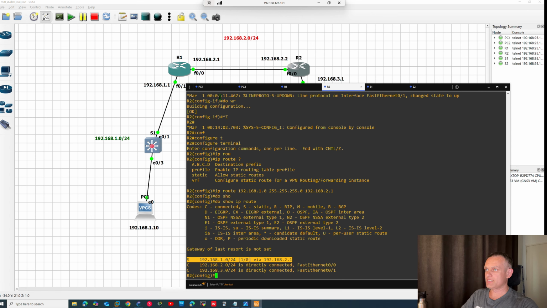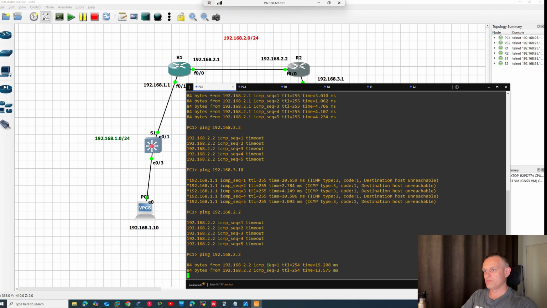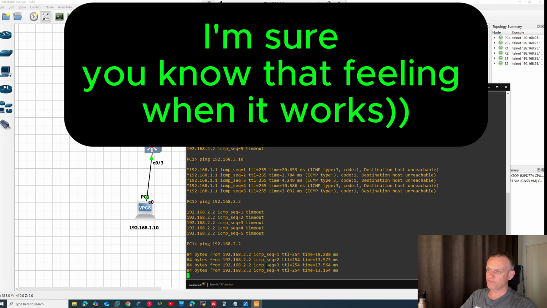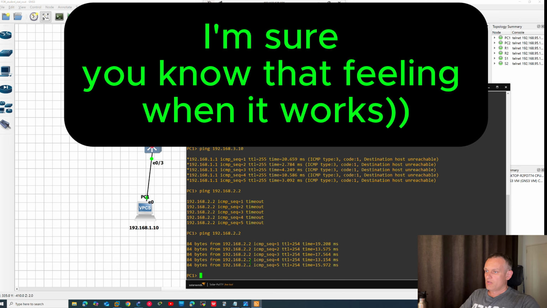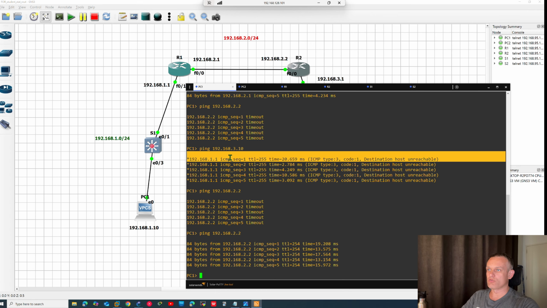Okay, let's try to ping from PC1 this interface on the router. Successful. Yeah, I forgot about this a bit. You can think about what's the difference between this timeout and destination host unreachable. Yeah, you have to refresh your knowledge every time.